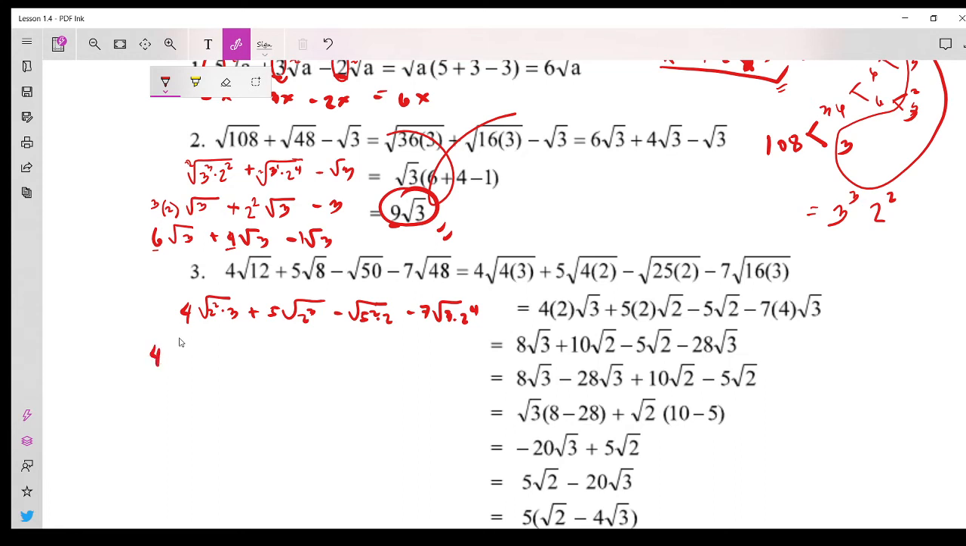Okay, 4 divided by 2 is 1 remainder 0. So, may 2, isang 2 sa labas. Walang 2 maiwan sa loob. Iwan lang si 3 kasi exponent niya is 1 lang. Plus, 3 divided by 2, it's 1 remainder 1.